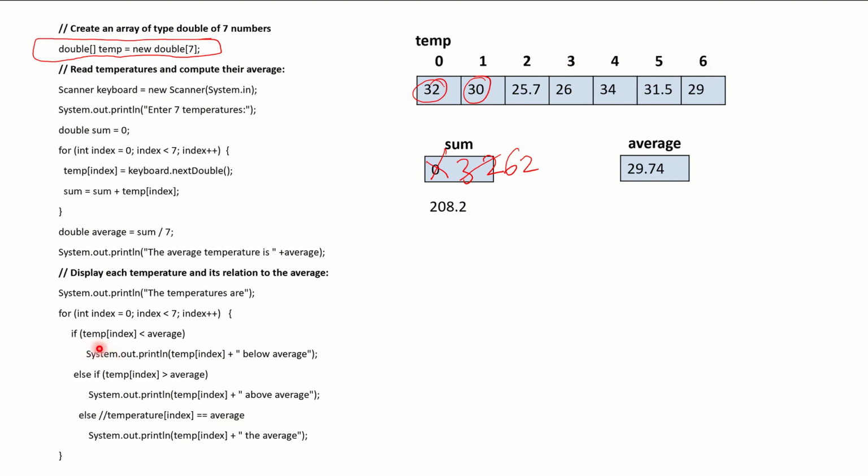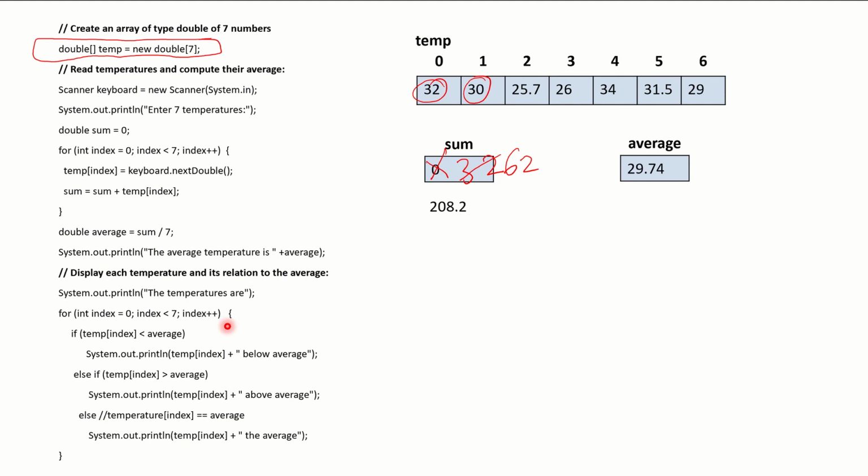The first thing is to go to temp at location index and compare it with the average. At the beginning, when index is 0, it says go to temp at location 0, which is 32, and compare it with the average. The first condition is: is it below the average? 32, is it below the average? It's not. So I go to the second if: temp at this location, is it above the average? Temp at location 0, which is 32, is it above the average? Yes. So I output a message saying the value 32 is above the average. We go back to the beginning of the loop.